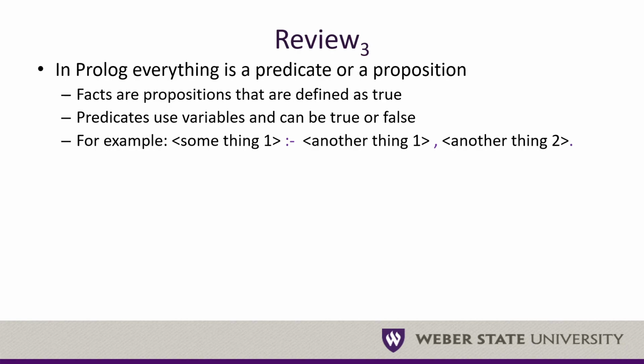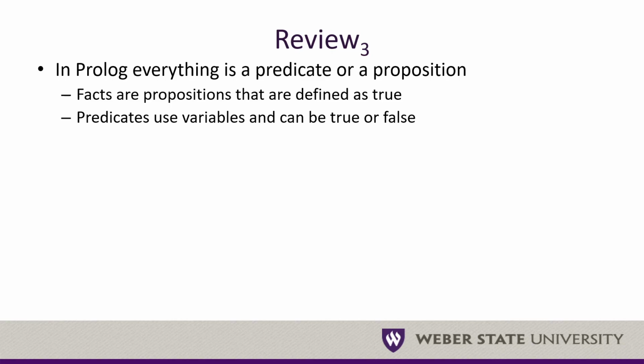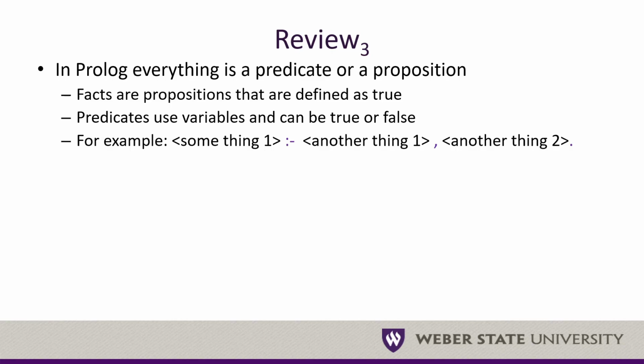An and. Yeah. It's an operation within the Prolog language. It's treated like an and. So the thing on the left, something one, will be true when another thing one is true and another thing two is true. So when those two things are true, the thing on the left of the colon minus will be true.